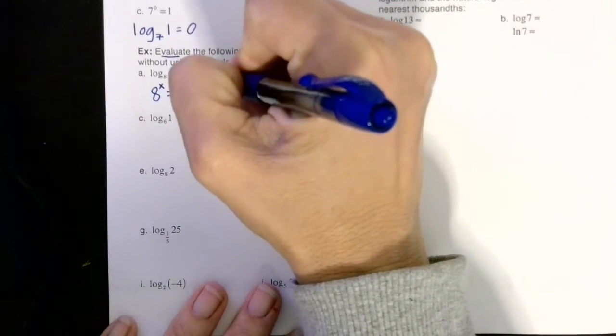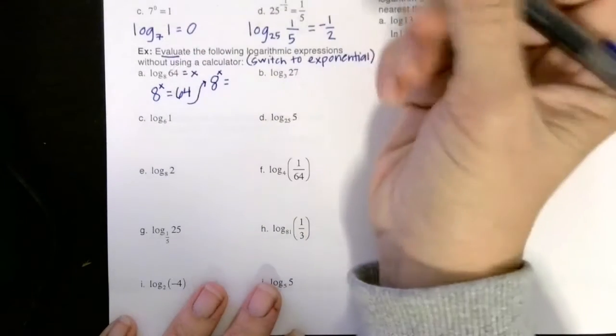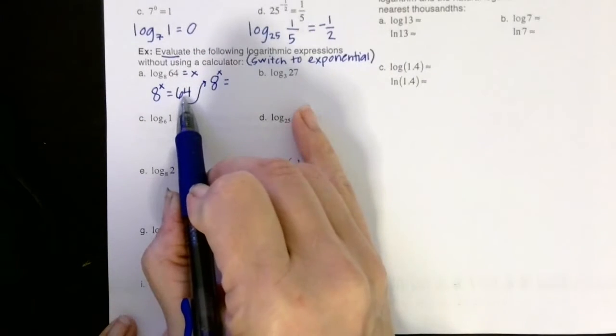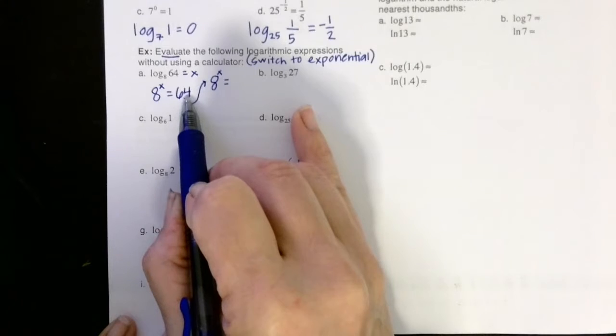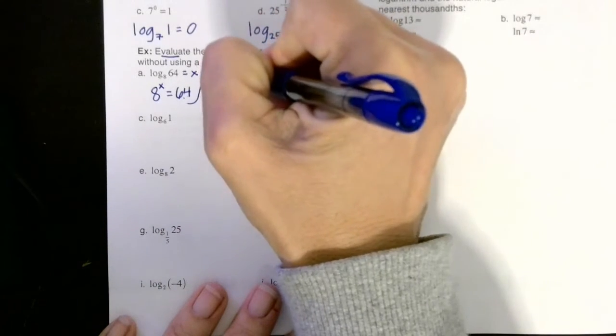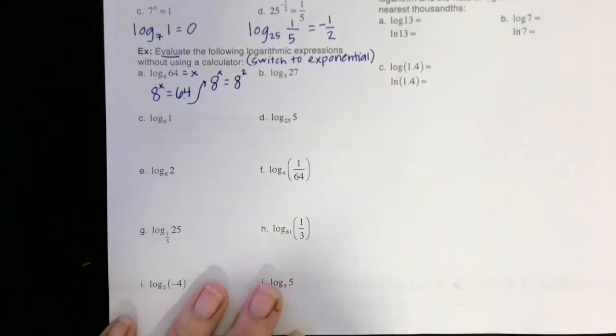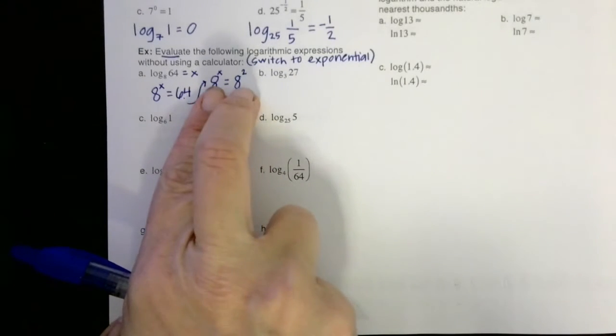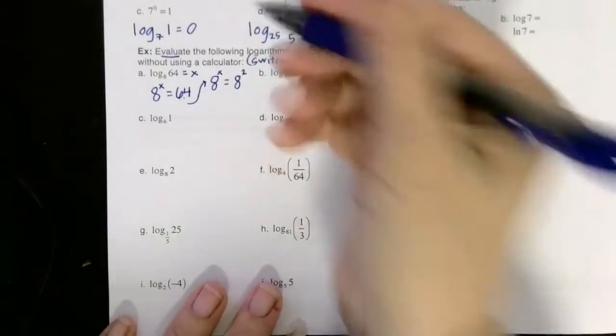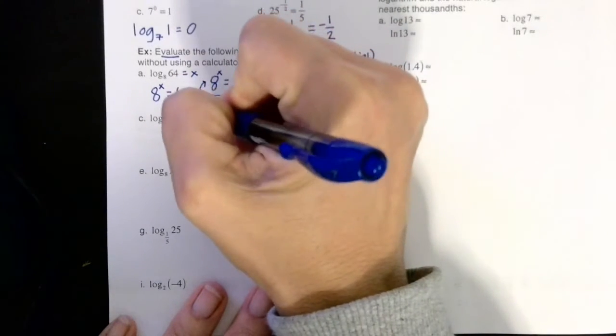So what we're going to try and do, like we did in the previous chapter, is get these written with the same base. So how can I write 64 as base 8? Oh, that's 8 squared. And now we're doing that thing where we go, well, if the bases are equal, the exponents must also be equal. So the answer to this is 2.